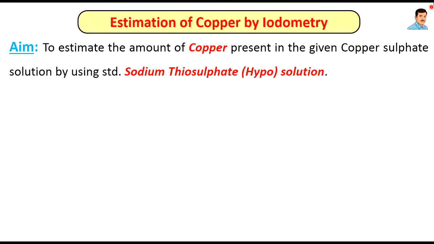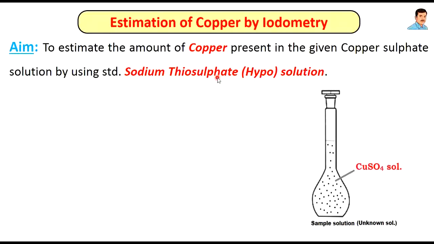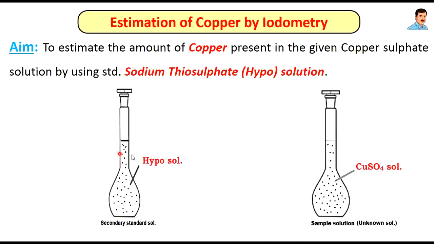The aim of the experiment is to find out the amount of copper present in the given copper sulfate solution by using hypo solution, that is sodium thiosulfate solution. In this experiment, you will be given one sample solution, that is copper sulfate solution, which contains copper. That copper concentration we have to find out by titrating with hypo solution. Hypo solution is this one, sodium thiosulfate solution, and here we have to use the analytical technique iodometry.